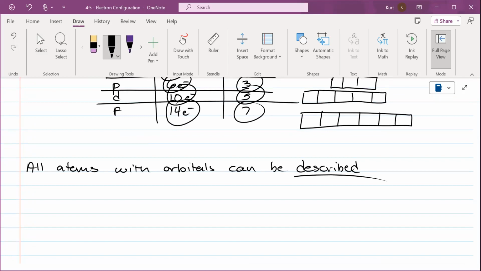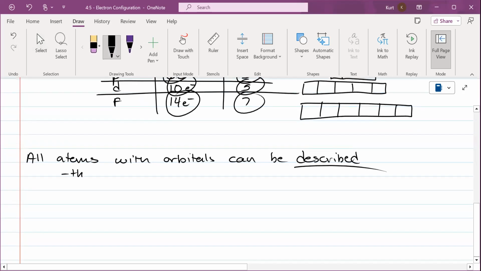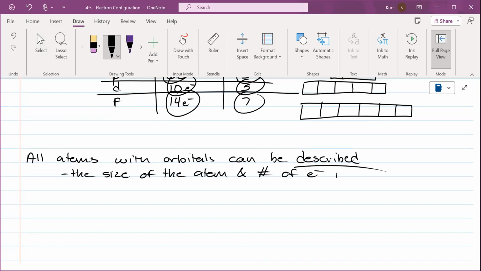All atoms, whether you're small hydrogen or something big like uranium, can all be described based on the number of electrons they have and where they're located on the periodic table. Whether they're in the S block, P block, D block, F block, it doesn't matter. The size of the atom and the number of electrons is inconsequential.